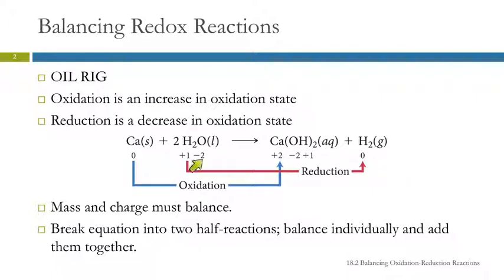When we write these equations, the masses have to balance, meaning the number of atoms. You have to have the same number of calcium atoms on each side, but the charges also must balance. Some of these you can balance by inspection, the method we've been using all semester. Others you can't. And so you have to look at the oxidation and the reduction separately. So we break the equation into two half reactions. We balance each of them separately and then put them back together. Any questions yet?